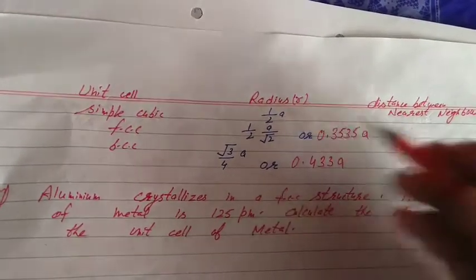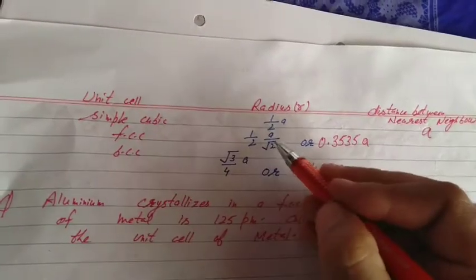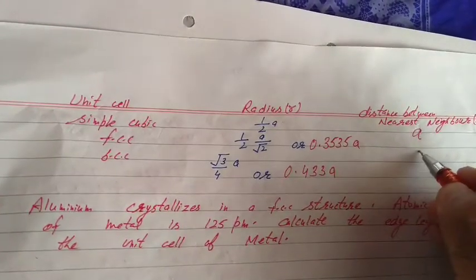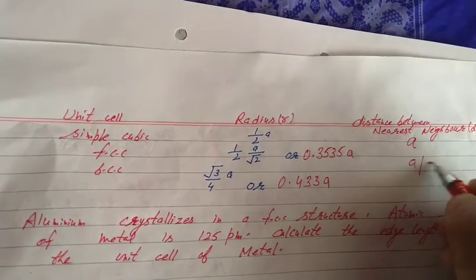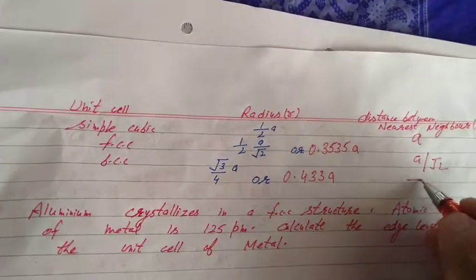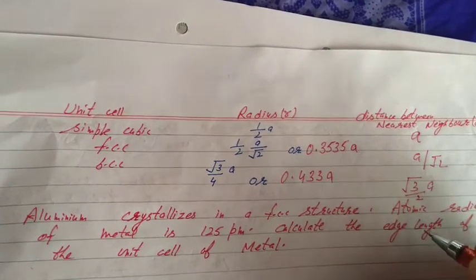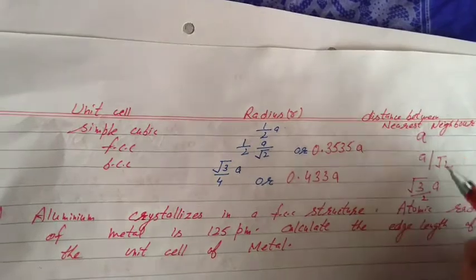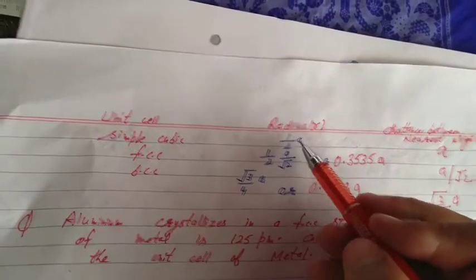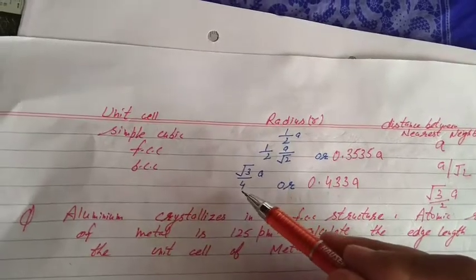Multiply this by 2, it becomes a for simple cubic. Multiply this by 2, it becomes a upon root 2 for FCC. For BCC, multiply this by 2, it becomes root 3 upon 2 a. What is the radius for simple cubic? Half a. FCC, half a upon root 2, and BCC root 3 by 4 a.